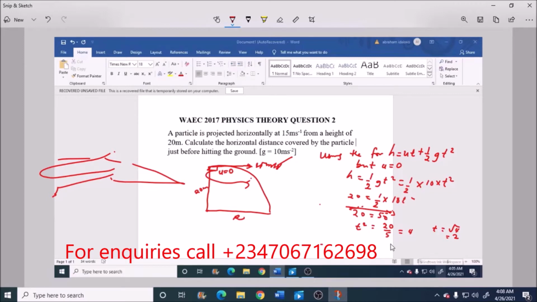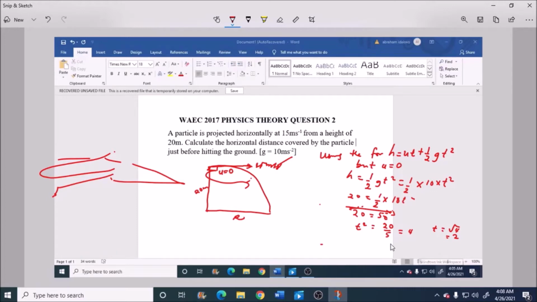Now the range is equal to u times t, that is the horizontal velocity, which is equal to 15 times the time, which is 2. The final answer is going to be 30 meters. So the range, which is the horizontal distance covered at the time t, is 30 meters.